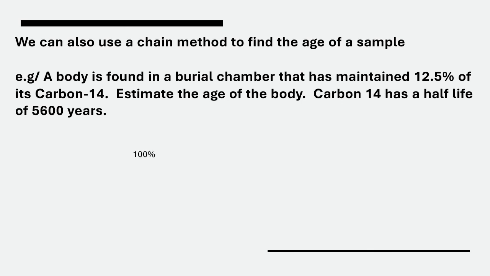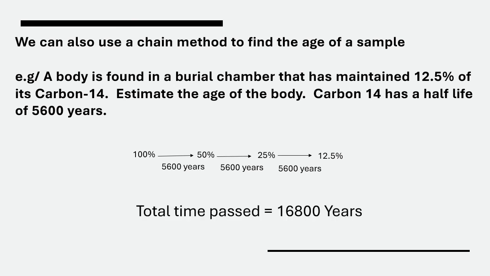So we know that we're starting off with 100% of the carbon-14, and after one half-life, so that's 5,600 years, it should have dropped to 50%. After another half-life, it'll drop to 25%, and after another, 12.5%. So this is 1, 2, 3 half-lives that have gone by. So that's 5,600 times 3, and that gives us a total of 16,800 years.